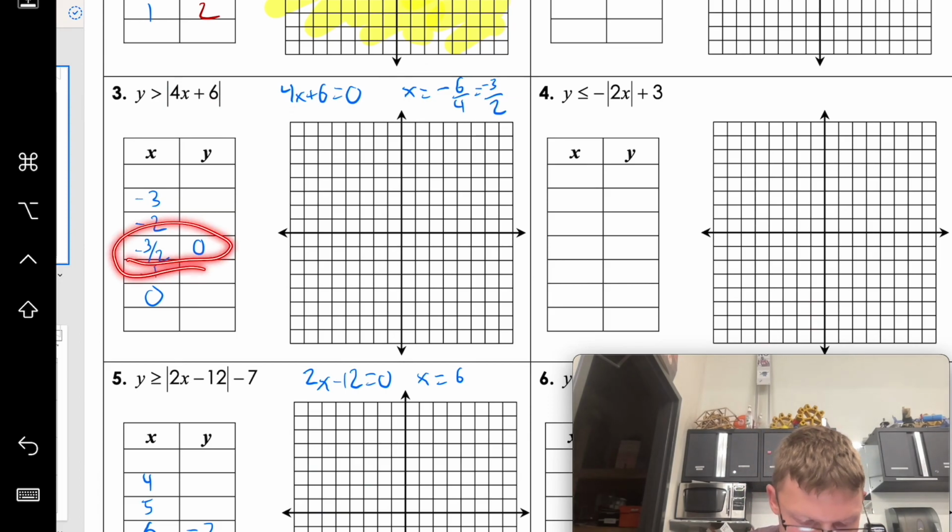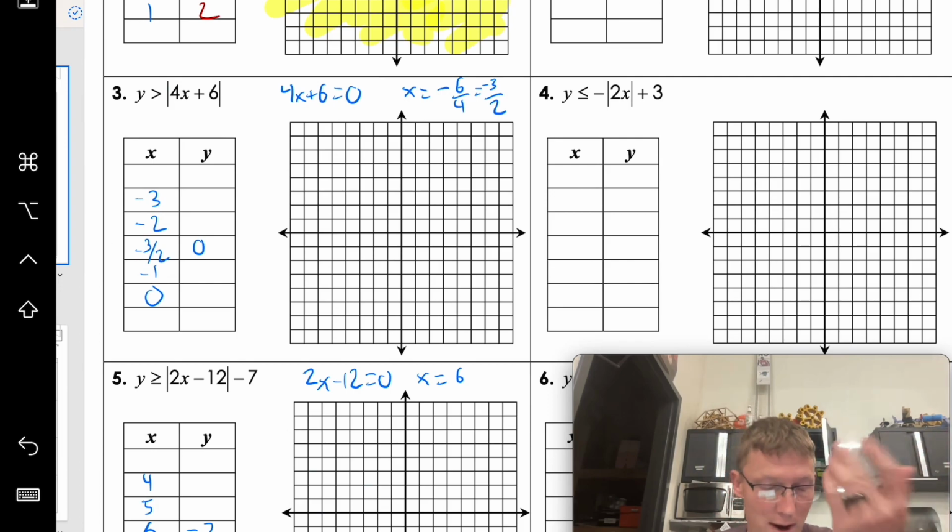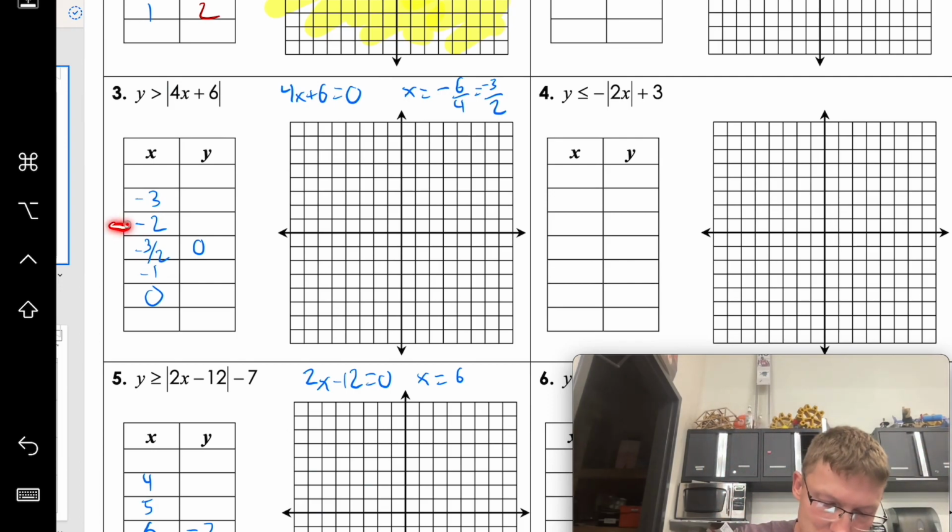We'll put it in here, but I'm with you on this one. I don't want to do math with fractions. So that's why I chose -2, -3, and then -1, 0. So I just kind of went to the next whole number so that I didn't have to mess with the fractions over and over again. But anyway, so we plug 3 halves into there and we will get 0.